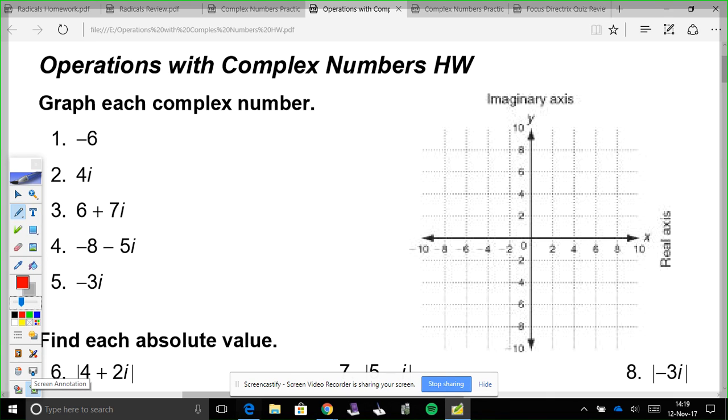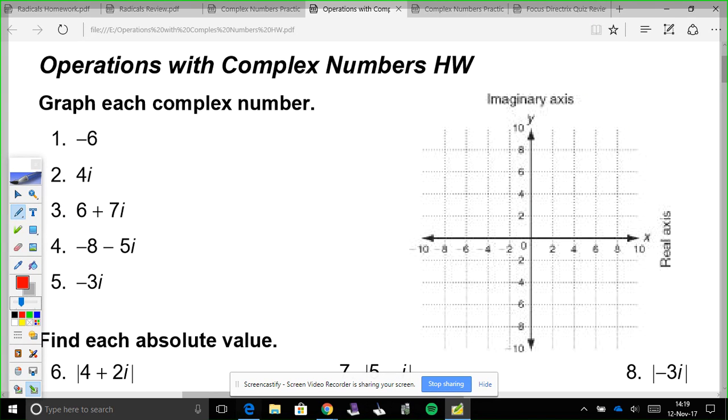Okay, so you need help on your operations with complex numbers homework. I'll go through all these questions with you. I might not complete all of them, but I'll at least show you how to do each type and let you kind of work out the rest.